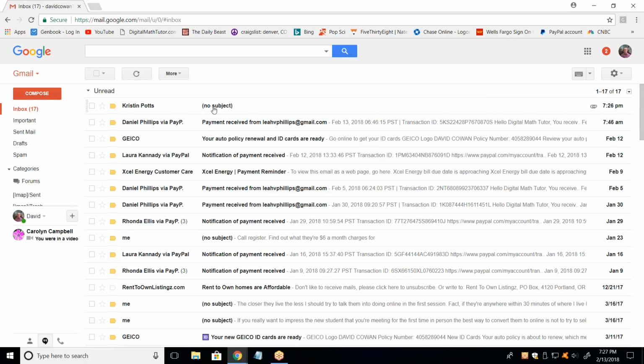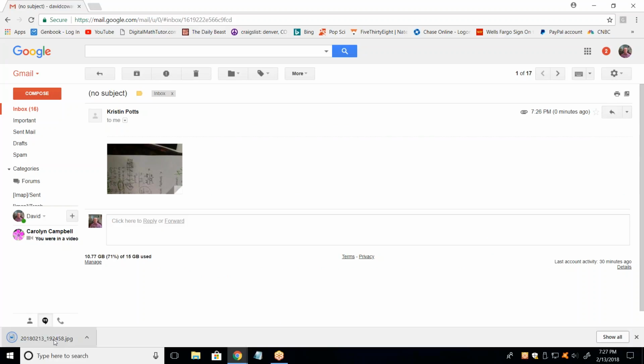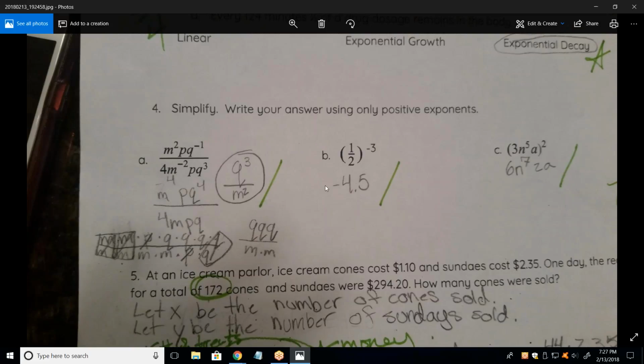Okay, there's the second page. I got the second page. Let's have a look at it real quick and see if we can address a specific problem. I think number 4 is the one that she is struggling with.